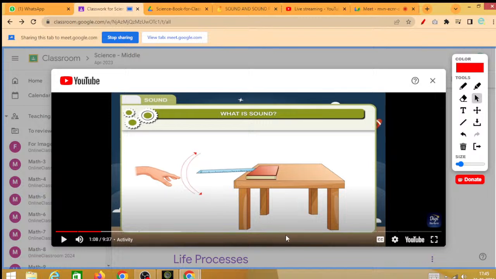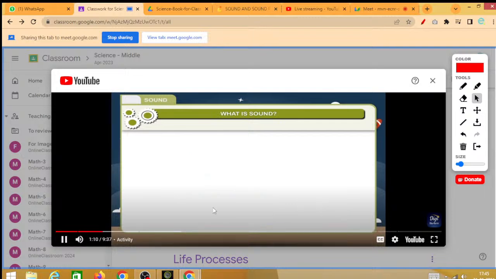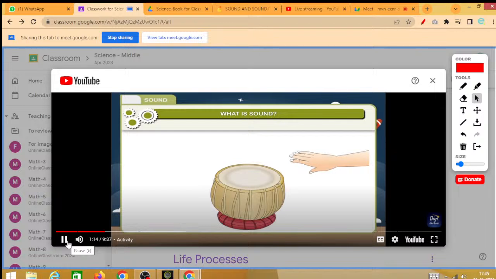Now let's go ahead. Sound. Activity. Take a tabla and you hear its sound. After beating the tabla, if you touch the membrane of the tabla, you will feel its vibrations.